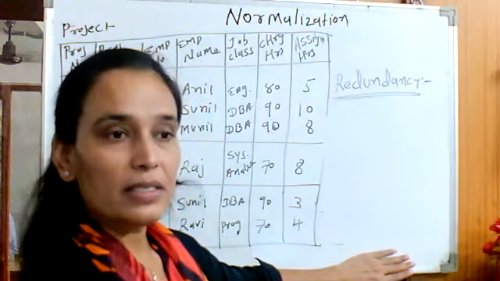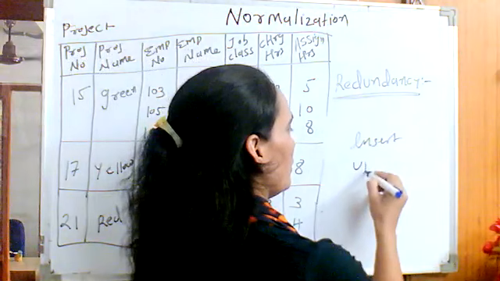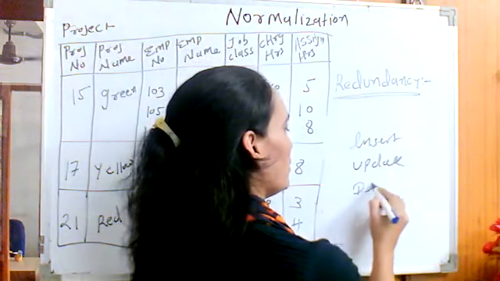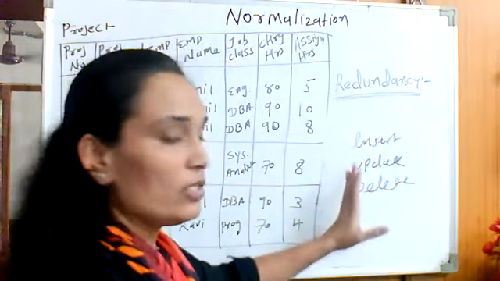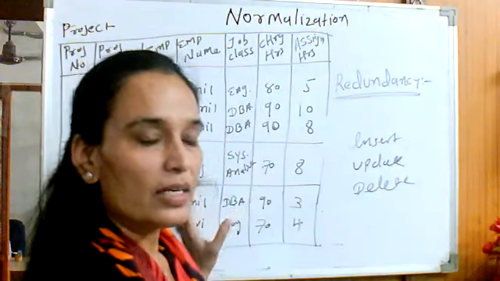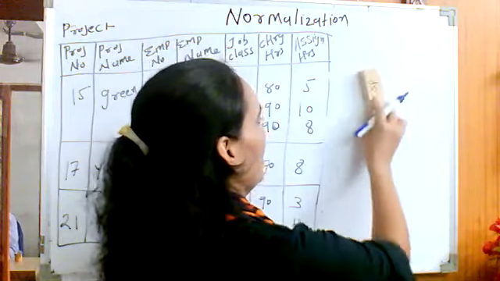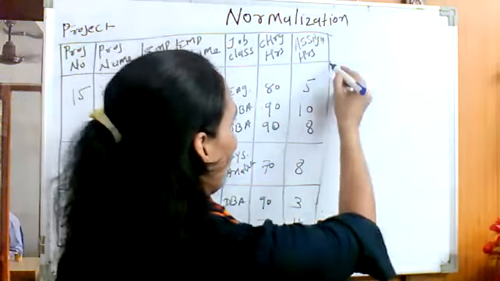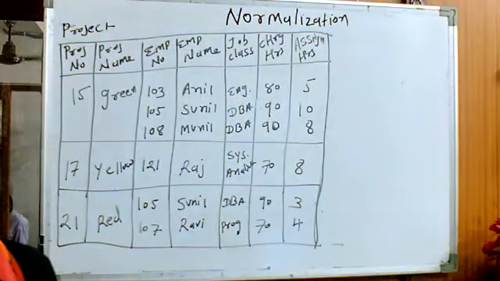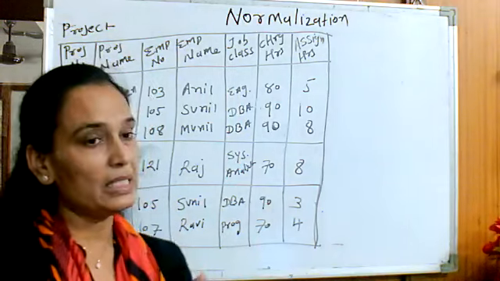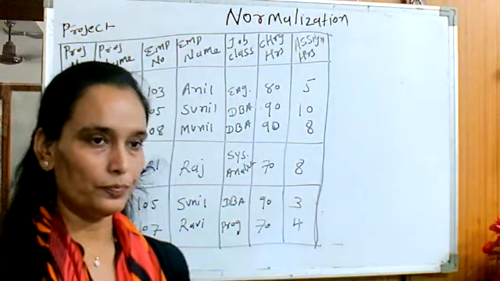Other problems redundancy creates in our table are record insert, update and delete. It is called data anomalies. Data anomalies will be created because of redundancy. Okay. To understand normalization in detail, we will take one example. There are many normal forms: first normal form, second normal form, third normal form, BCNF, fourth normal form, fifth normal form. Today we will learn first normal form.